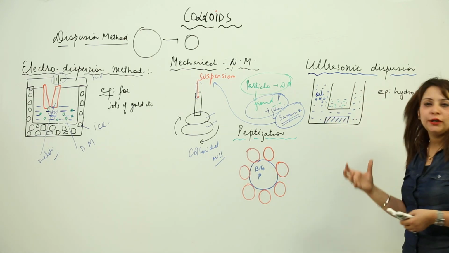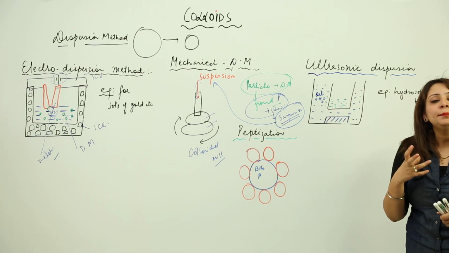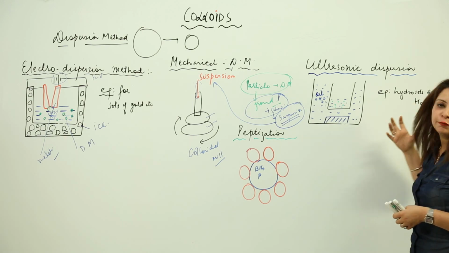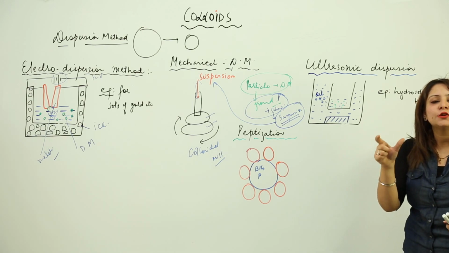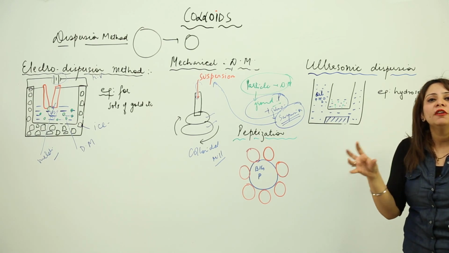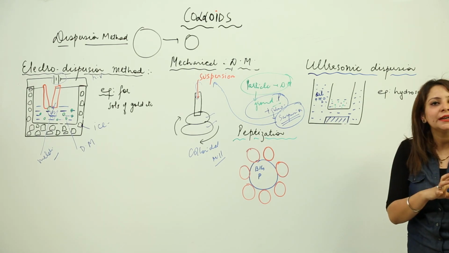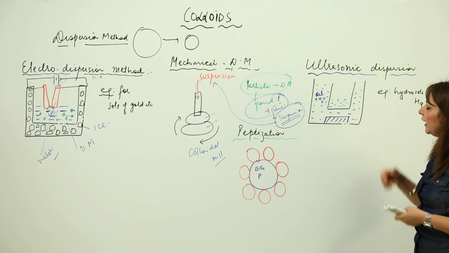Third is the ultrasonic dispersion. It is mostly employed for the hydrosols of mercury. Hydrosol means, hydro means the dispersion medium is water, and sol of mercury means the dispersion has mercury particles suspended. So what do we have here?